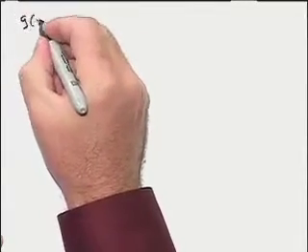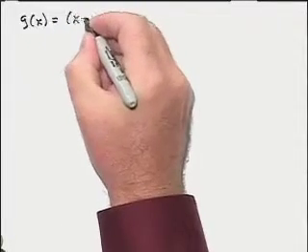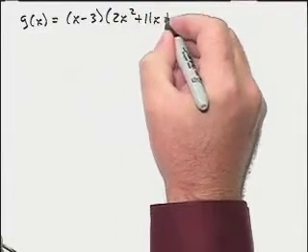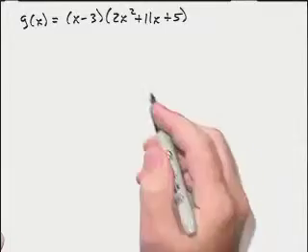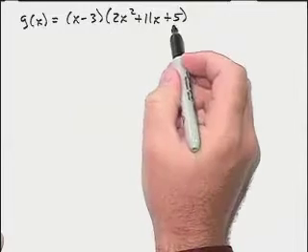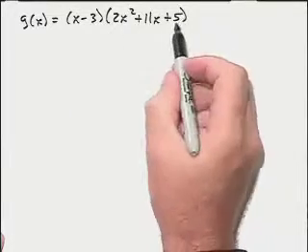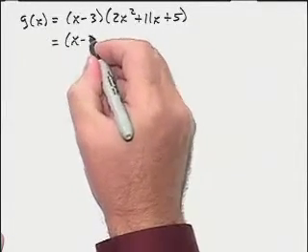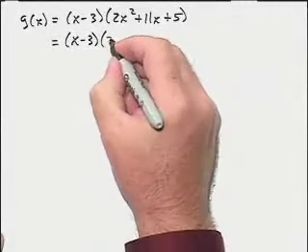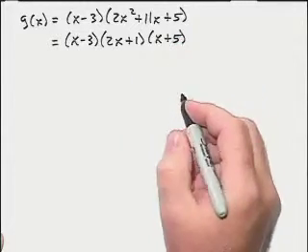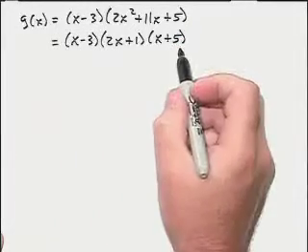What that allows us to do is rewrite g of x as the product of x minus 3 and 2x squared plus 11x plus 5. We only need to worry about factoring this reduced polynomial now, 2x squared plus 11x plus 5. This is a quadratic, so we could try to factor that. We'll get x minus 3 times 2x plus 1 times x plus 5. So here we have our function g of x in factored form.